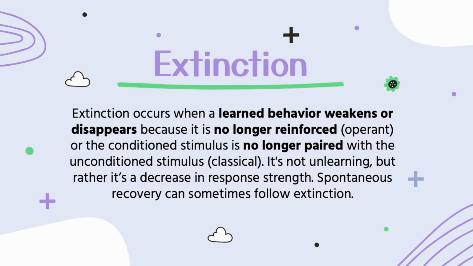Next, let's talk about extinction. Extinction occurs when a learned behavior weakens or disappears because it is no longer reinforced. So in operant conditioning, they're no longer rewarded. Or the conditioned stimulus is no longer paired with the unconditioned stimulus, like in classical conditioning. It's not unlearning, but rather it's a decrease in response strength. Spontaneous recovery can sometimes follow extinction.